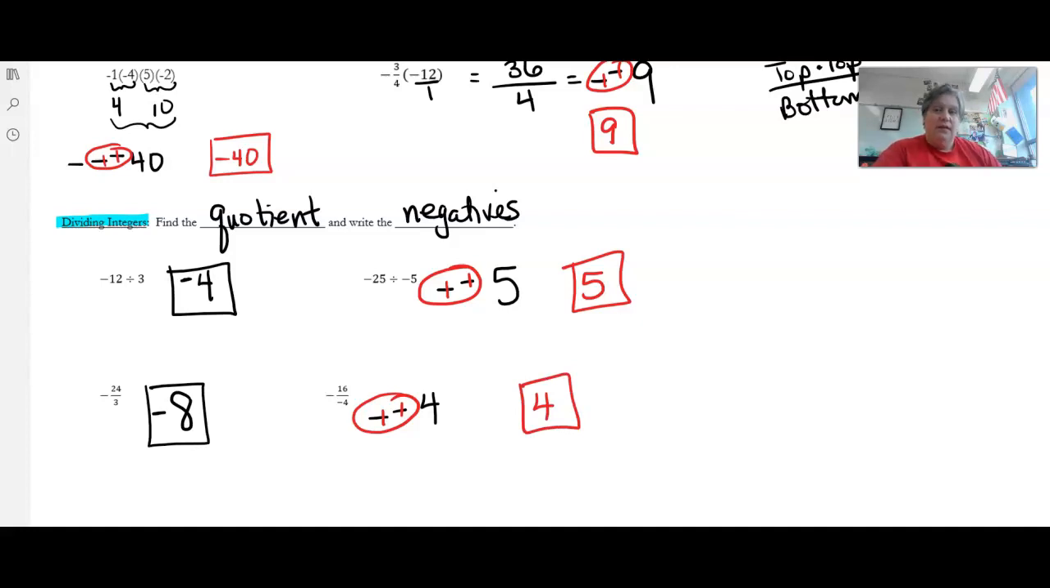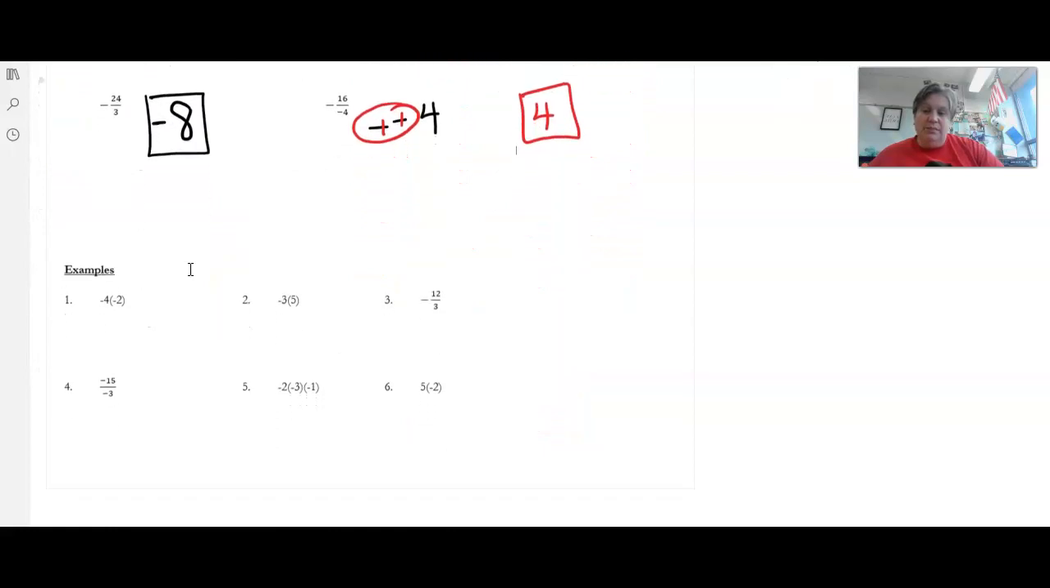Okay? All right, what we're going to do now is we're going to do some examples. I want you to write these 6 problems down. Now, you need to write down the problem and the answer. Don't just write down the answer because that's not going to help you. So I'd like you to write these down, and then when you think you have it, press play.